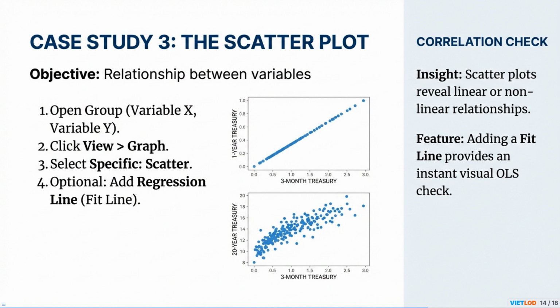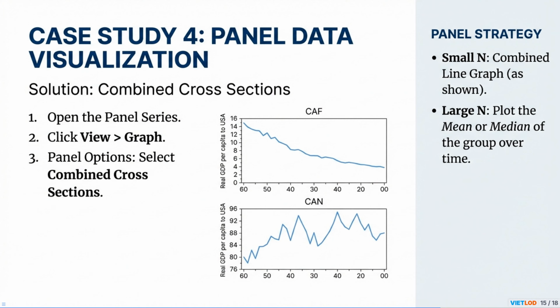While line graphs are great for tracking variables over time, we need a different tool to examine the relationship between variables. The objective of a scatter plot is to visualize the relationship between two variables. Let's call them x and y. The process involves opening the two variables as a group, selecting View, Graph, and choosing Scatter as the graph type.